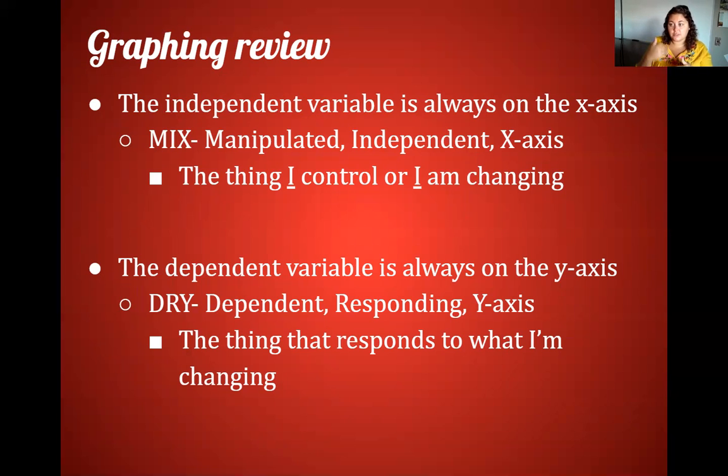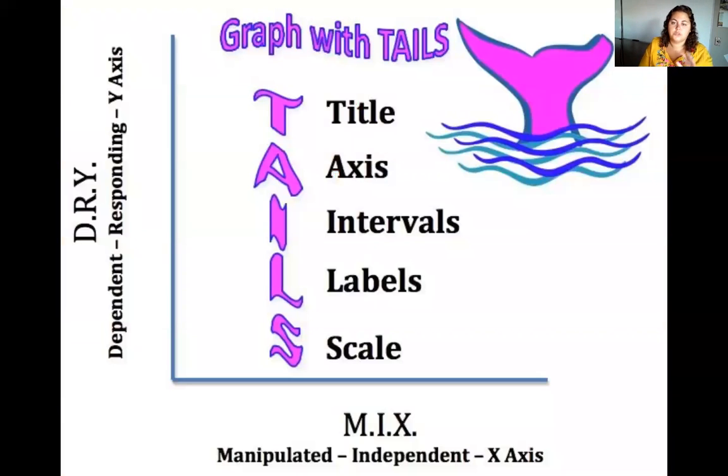So in an experiment, there's something that I can control, and that's what I'm controlling. If I change what I'm controlling, the thing that's going to respond to that change is the dependent variable, all right? We'll do more with this. This you might remember from middle school. Some of your teachers use this. I prefer it. I think it's easier to remember which goes where when you use MIX and DRY, which is your y-axis, which is your x-axis.